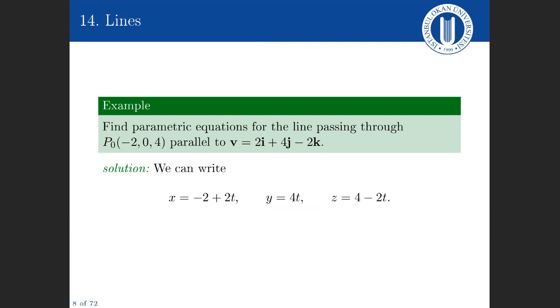Then we do the same for the y equation, but for y, we take the second numbers. We want the 0 and we want the 4. We get 0 plus 4t. And finally, we need to do the z equation. We take the 4. First number in the z equation is 4. And we take the minus 2 to give us minus 2t. That's all we need to do. We just read the numbers off.